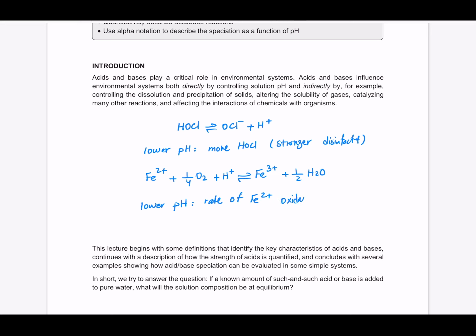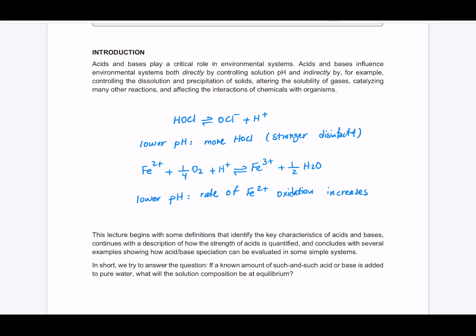So as I mentioned, the chapter starts with some definitions, identifying some key characteristics. And then later we're going to talk about some speciation within a more complex system. But the foundation would be pretty much the same. So in short, what we're trying to answer is basically if we have same amount of acid or base added to the system, what would be the speciation at equilibrium? A very simple question, but it might be a little bit complicated when it comes to the calculation.